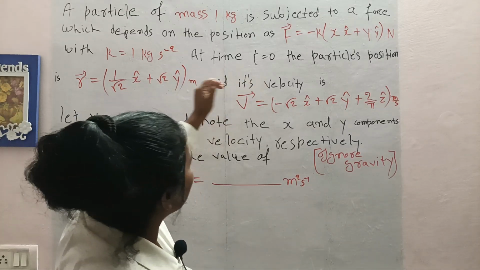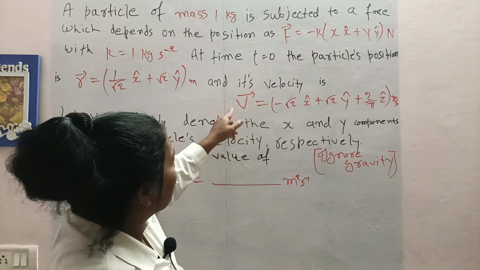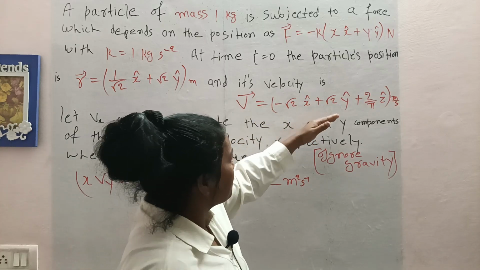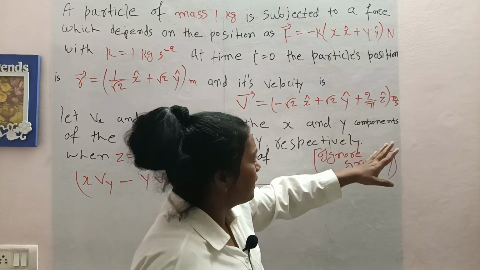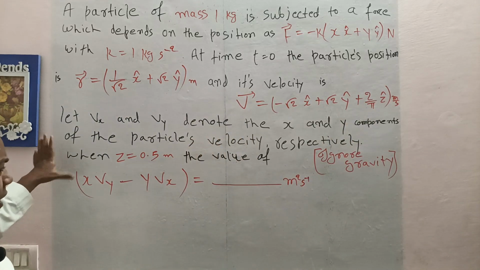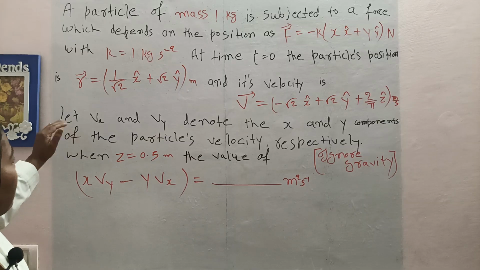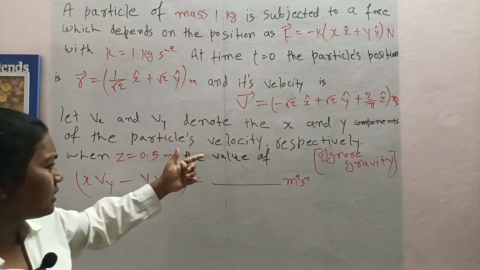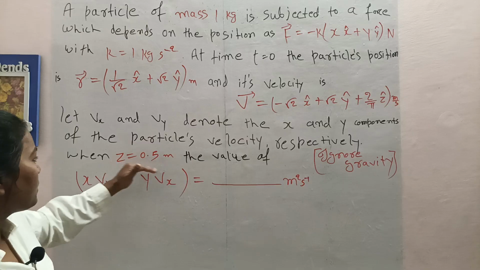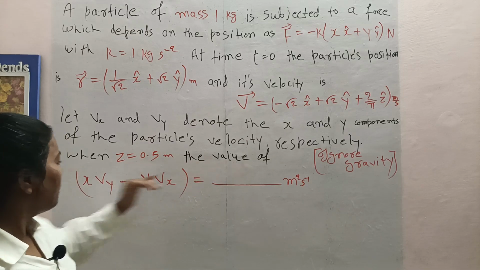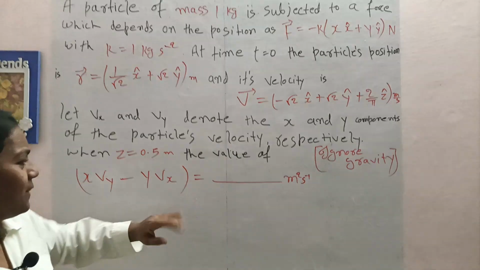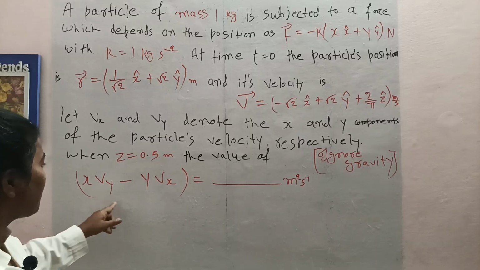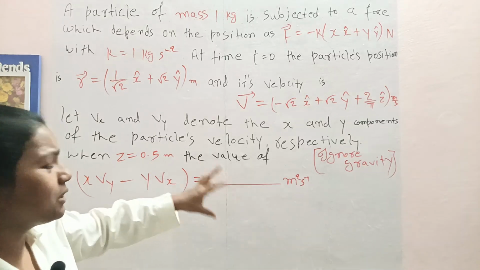And at time t equals 0, its velocity is given by v equals minus root 2 in x hat plus root 2 in y hat and 2 by pi in z hat meters per second. Now, given that, let Vx and Vy denote the x and y components of the particle's velocity respectively. When z equals 0.5 meters, the value of x Vy minus y Vx equals what? We need to find this.